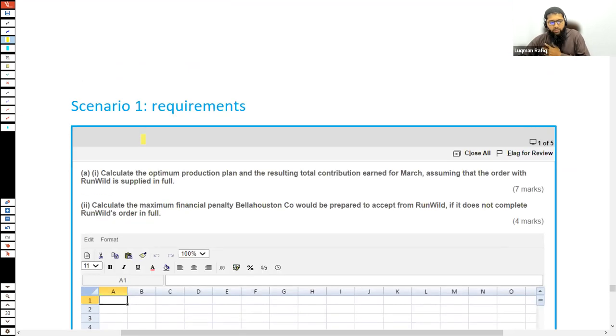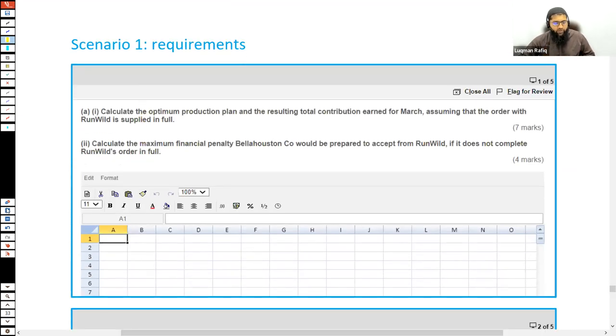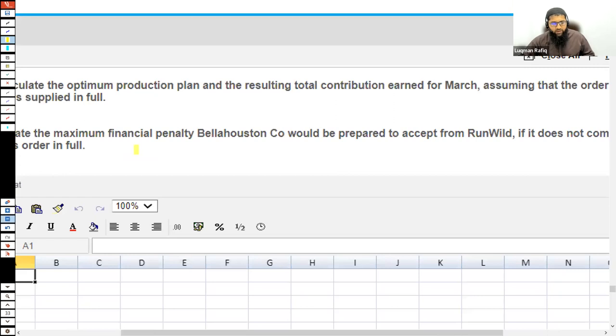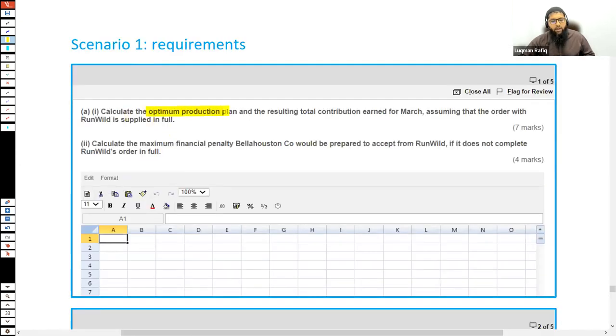One of the requirements of the question says: calculate the optimum production plan and the resulting total contribution earned, assuming that the order with Run Wild is supplied in full. So you have to talk about the optimum production plan. The second is: calculate the maximum financial penalty Bellahouston Company would be prepared to accept if it does not complete Run Wild's order in full.